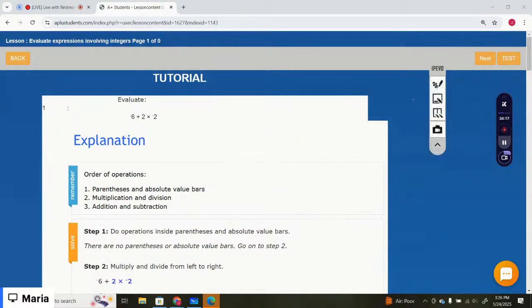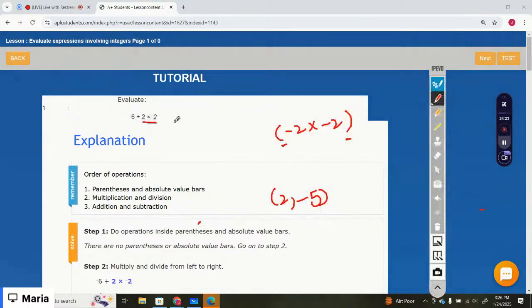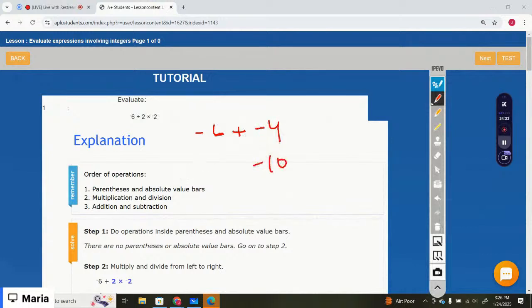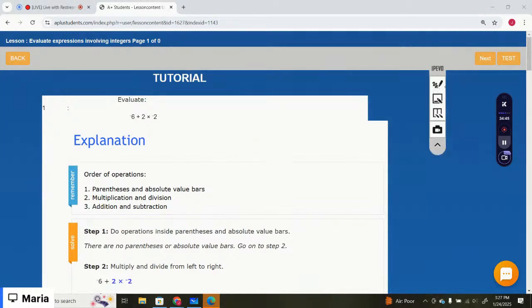So with the given question, you have negative 6 plus 2 times negative 2. Here the multiplication has the higher priority, so you have to multiply first. 2 times negative 2 is negative 4. Now you have to add that to negative 6, which gives negative 10. So you have to perform these operations step by step. You have to see which one you have to perform first, right? Let's just start with the test questions.